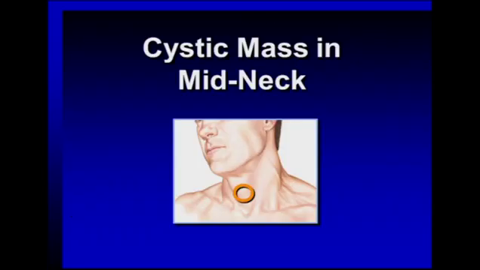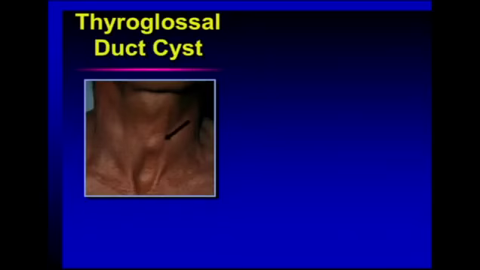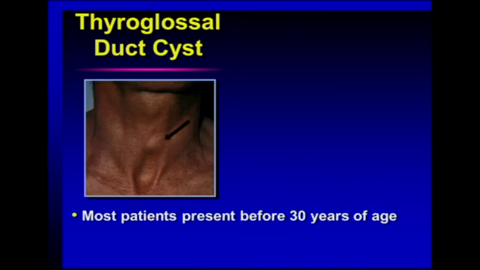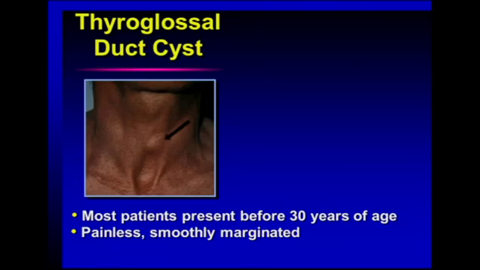A patient may also present with a cystic mass in the mid-neck. These are often thyroglossal duct cysts, very similar to branchial cleft cysts. Again, congenital, so most patients present before 30 years of age. Also painless and smoothly marginated unless they become infected.